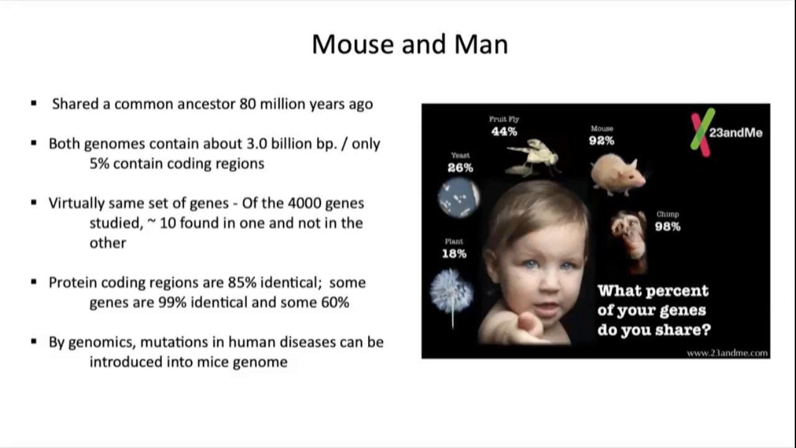And by genomics, mutations in human disease can be introduced into the mouse genome, which gives a good opportunity to make the mouse somewhat similar to man wherever there are differences. Now that is where the new technology is taking us forward.